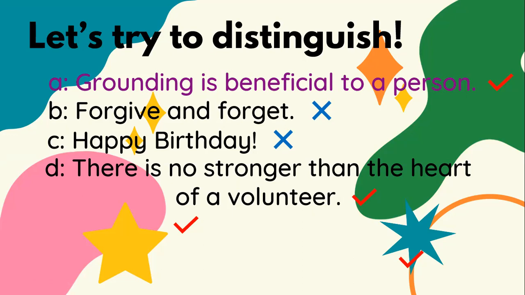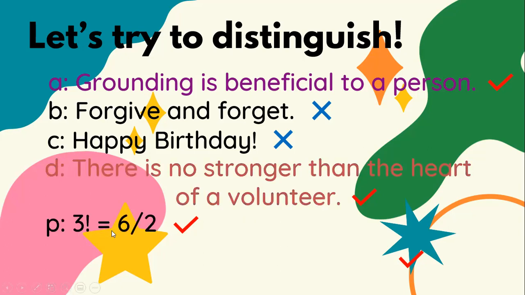So its truth or falsity, the truthfulness or the falsity, depends again on somebody who has a strong heart. The next statement: 3 factorial is equal to 6 over 2.